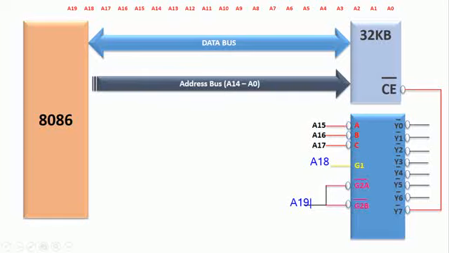With this interfacing diagram, the 32 KB space is mapped into one of the blocks provided by the 8086 microprocessor. So this is all about mapping the memory devices into the memory space provided by the microprocessor using the address decoders.